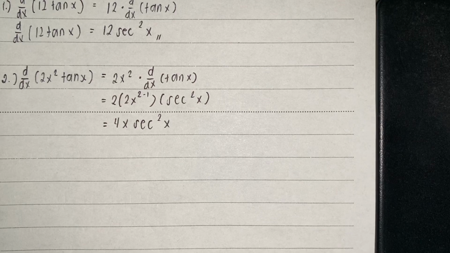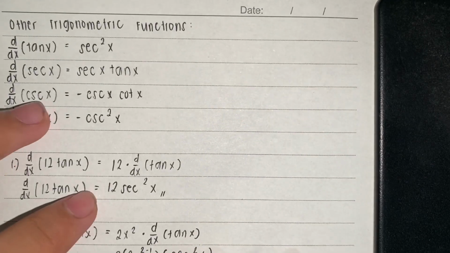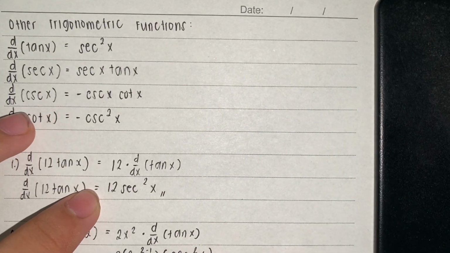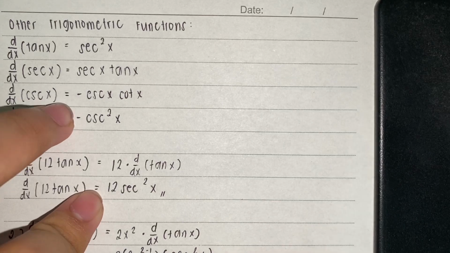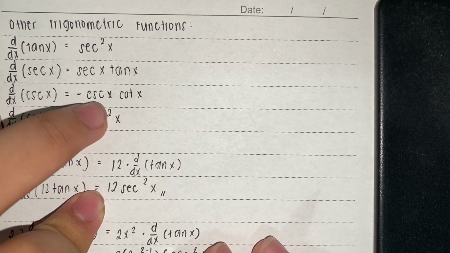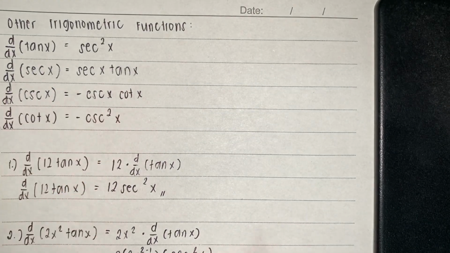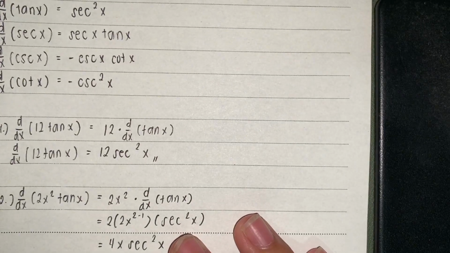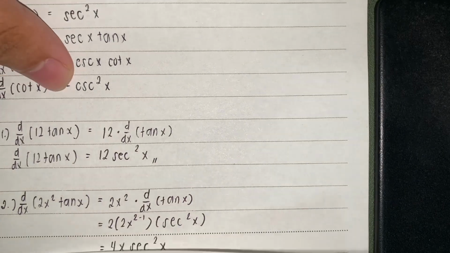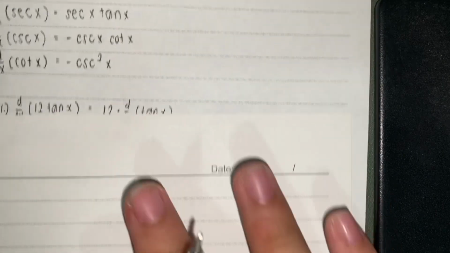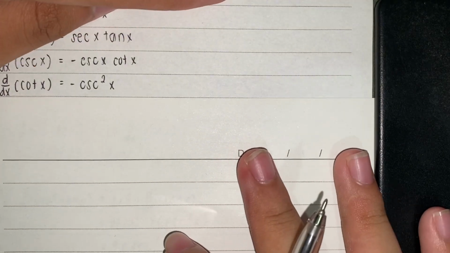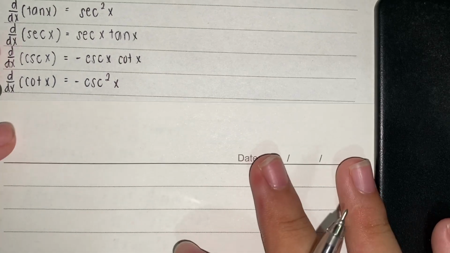Moving on to the third one, the cosecant. The derivative of cosecant x is going to be equal to negative cosecant x cotangent x. Let's wrap this up really quick because my cell phone is low on battery right now, and it doesn't charge when I'm filming a video.